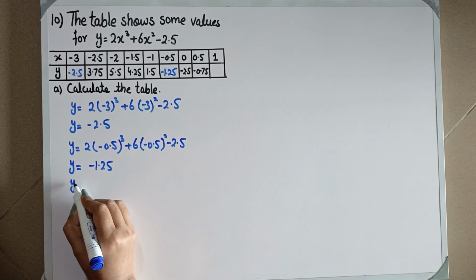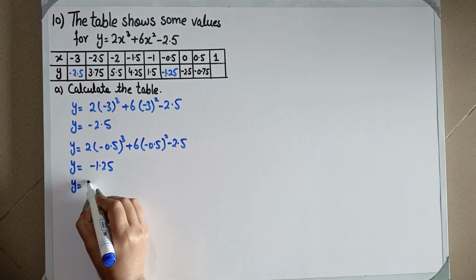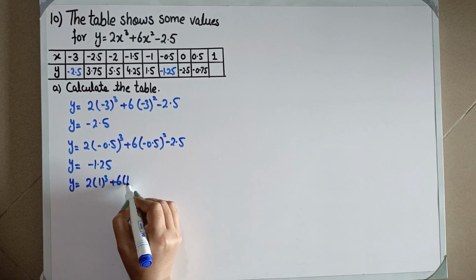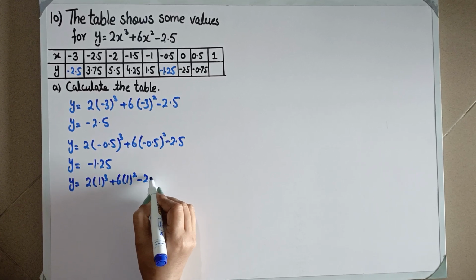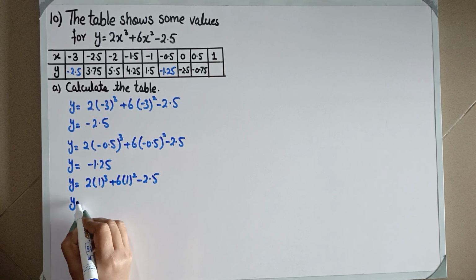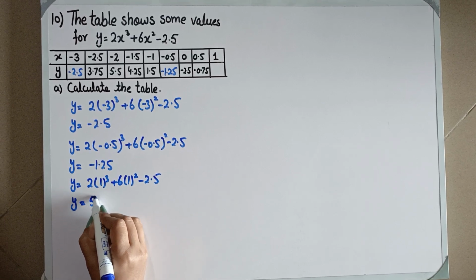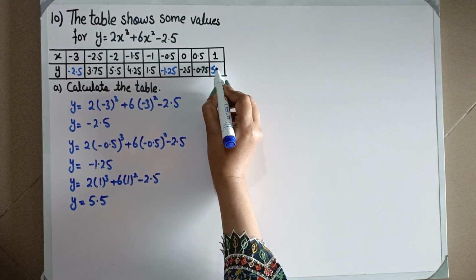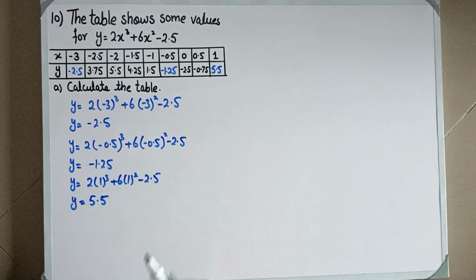Similarly, substitute 1 in place of x. So you will get 2 plus 6 times 1 squared minus 2.5, and the value of y for x equals 1 will be 5.5. Simply put the value to complete the table.